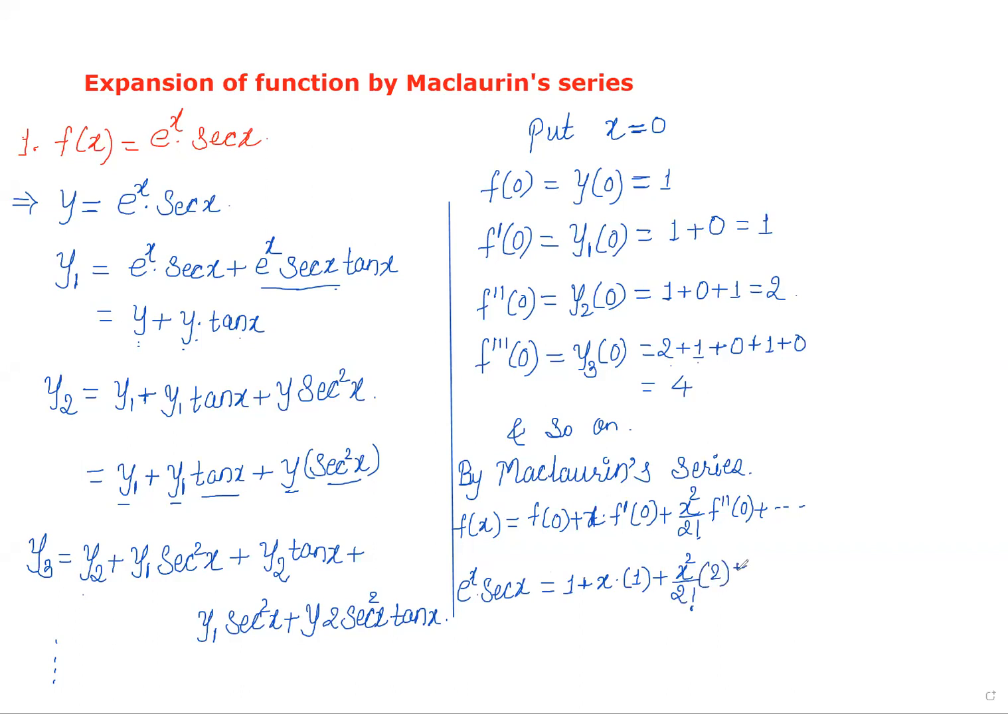Plus x cube by 3 factorial into third derivative at 0, that is 4. So now simplify this, we get 1 plus x plus x square by 2 factorial into 2, so it will be x square, plus x cube divided by 3 factorial into 4, means 3 into 2 into 1. So 2 x cube divided by 3 plus so on.